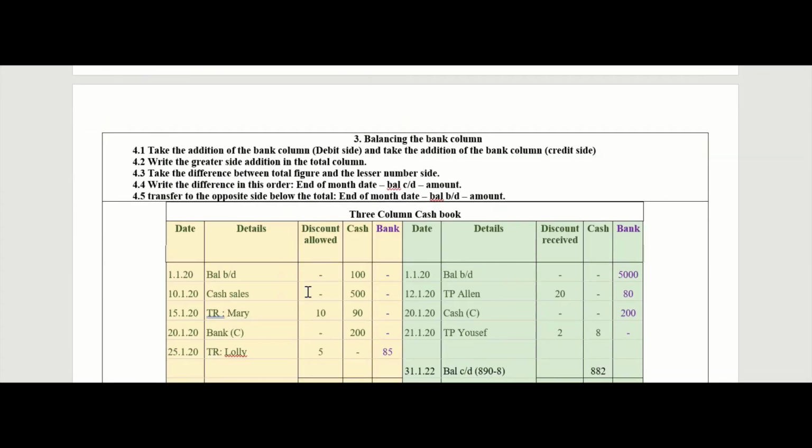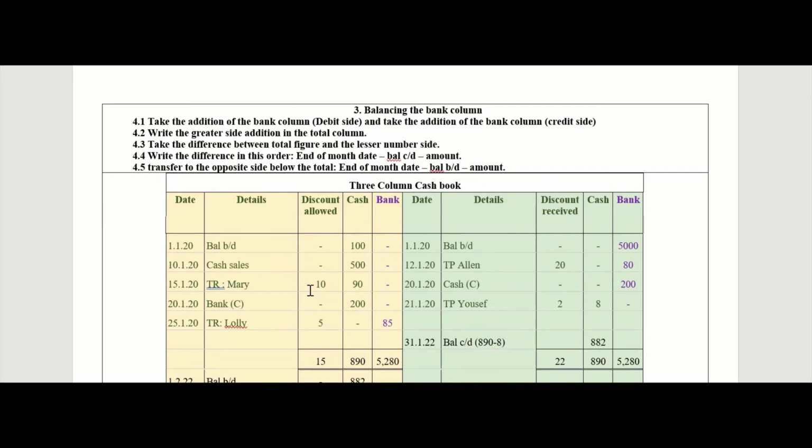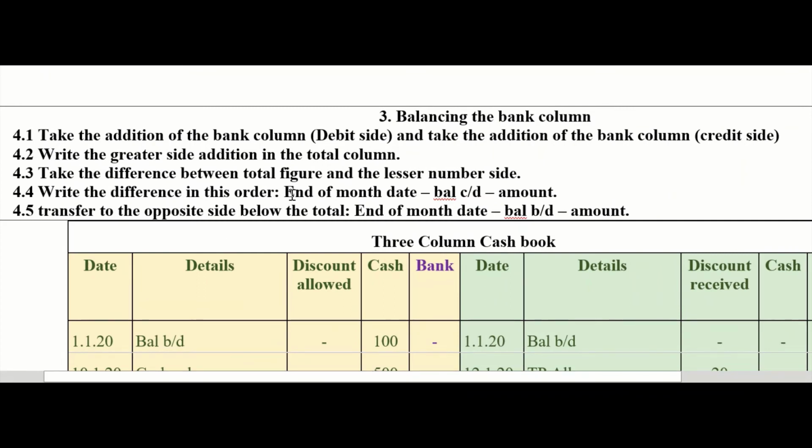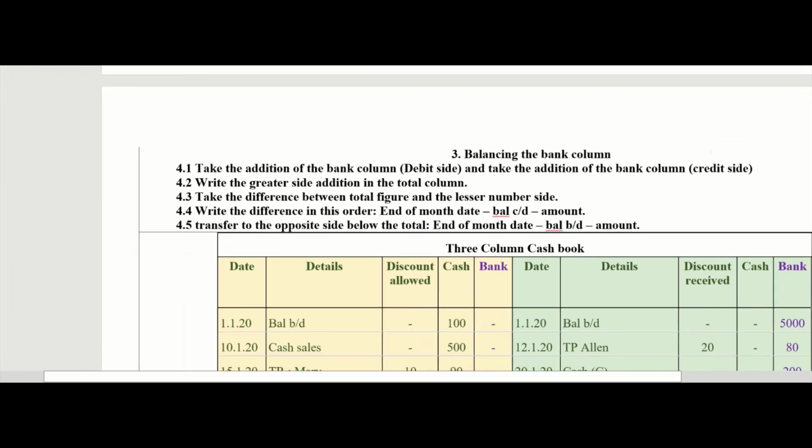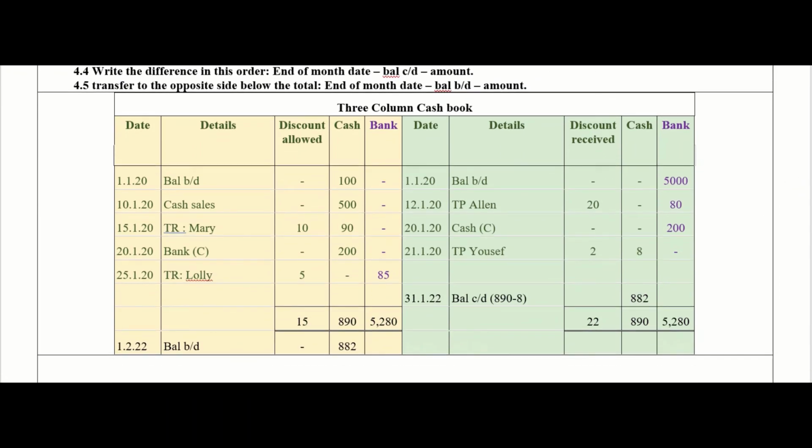Now let's move on to balance the bank column. Let's look into the steps. Take the addition of the bank column debit side and take the addition of the bank column credit side. Write the greater side addition in the total column. Take the difference between the total figure and the lesser number side. Write the difference in this order: end of month date, balance carried down, amount. Transfer to the opposite side below the total: end of month date, balance brought down, followed by the amount. Now let's see how to practically implement this in balancing our 3-column cash book.